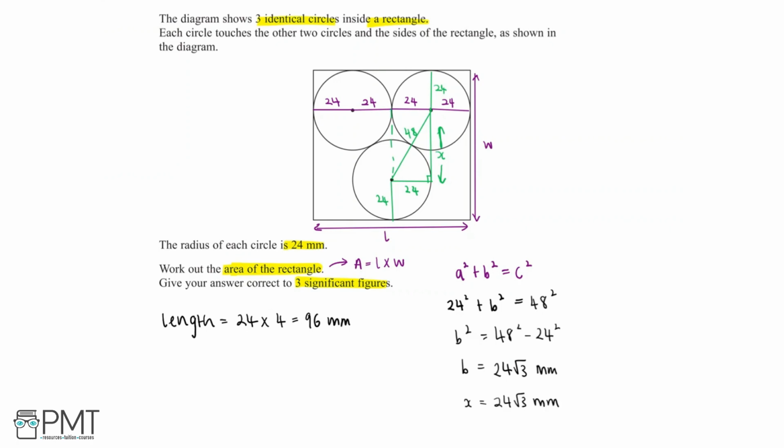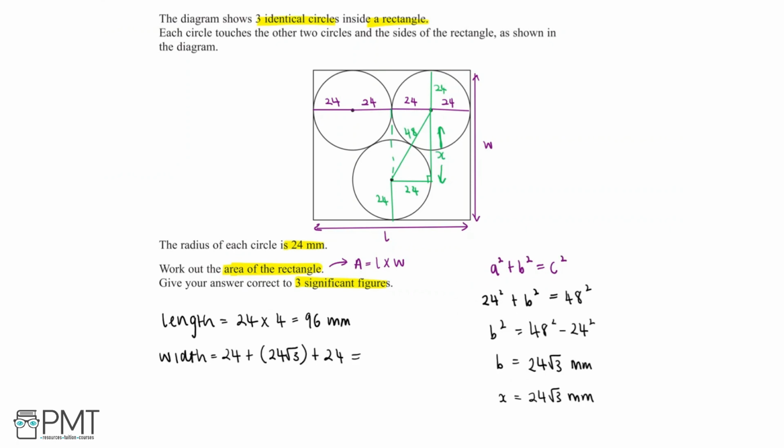But now, this isn't the total width of the rectangle. We said that the width is equal to 24 plus x plus 24. So we can now say that the width is equal to 24 plus 24 root 3 plus 24. And so we'll end up with an answer of 48 plus 24 root 3 millimeters.